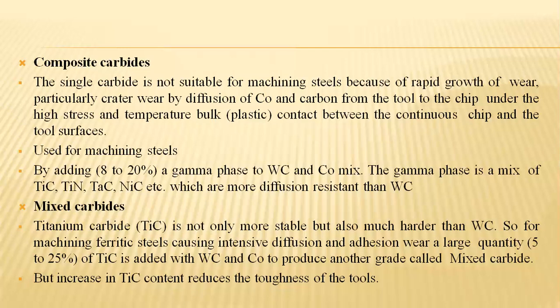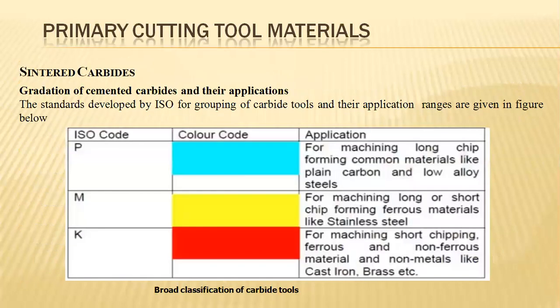Coming to the mixed carbides, titanium carbide is not only a stable material but also much harder than tungsten carbide. A quantity of 5 to 25% of titanium carbide is added over the tungsten carbide and cobalt in order to produce the next grade, which is called the mixed carbide, for getting high toughness.